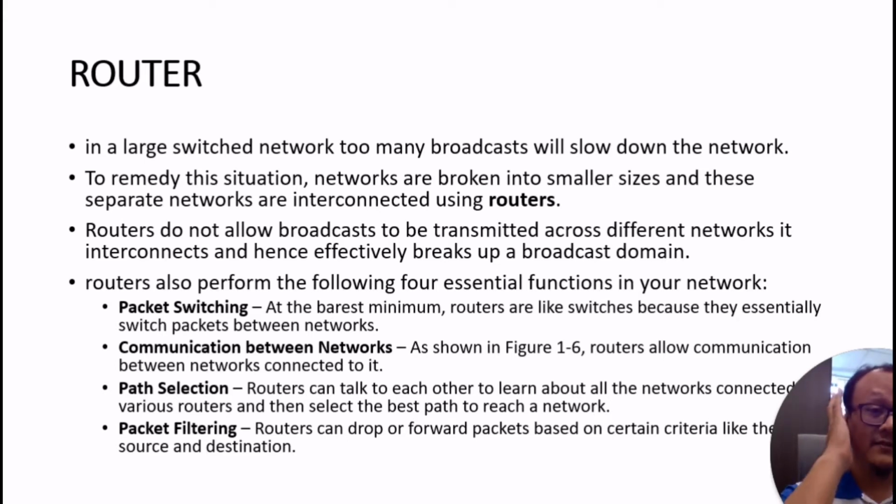Another essential function for a router is packet switching, similar to a switch, communicating between different networks, larger networks, and path selection. For example, you have multiple networks and you need to send a packet from network A to network Z, so it will guide the packet or information through the network, and also packet filtering. So it can drop or forward the packet based on certain criteria, from the source to the destination.